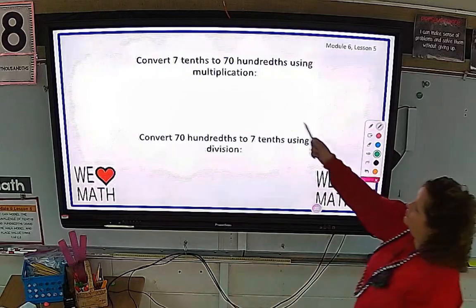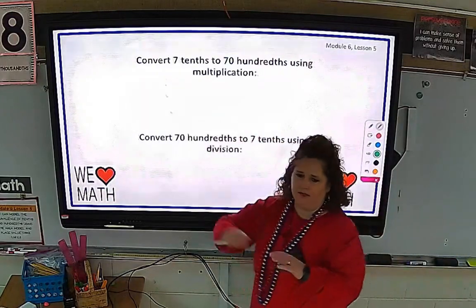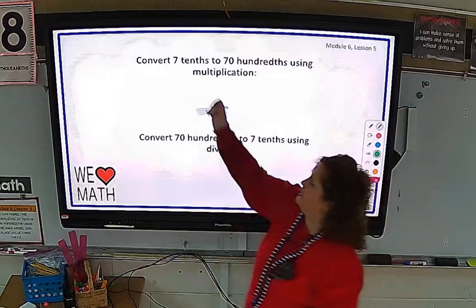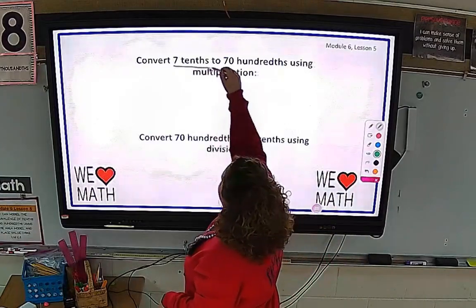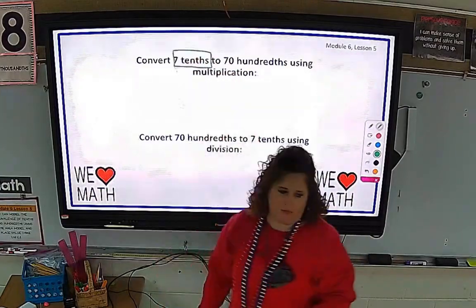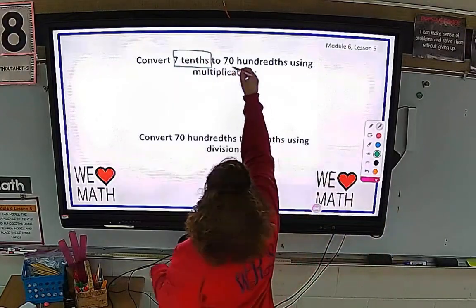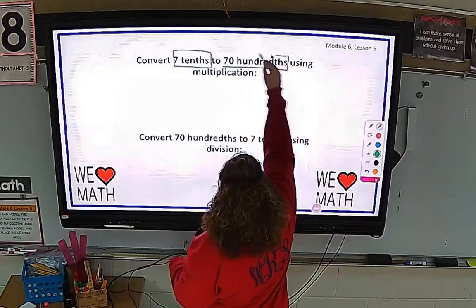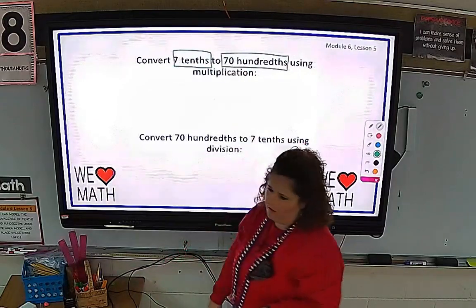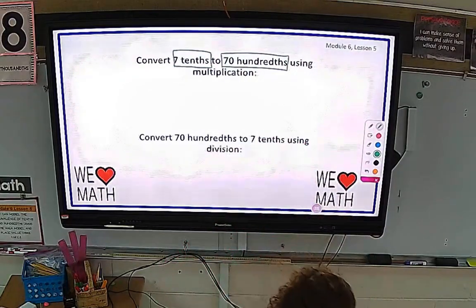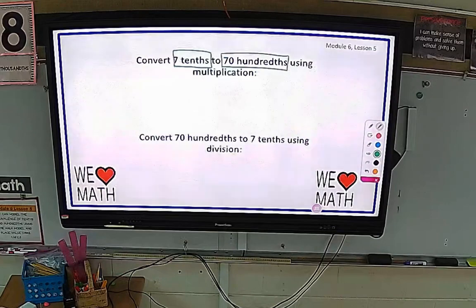First one I want you to do on your board: convert just means to change. So we're going to change 7/10. That's what you're going to start with. So write 7/10 on your board. 7/10 to 70/100. So they've already told us the answer. Yeah, pretty much. But what's missing is what you multiplied by. So how did you get from 7/10 to 70/100?